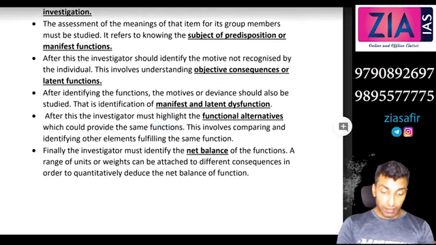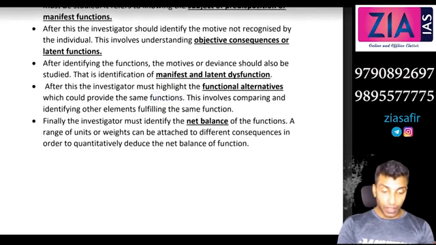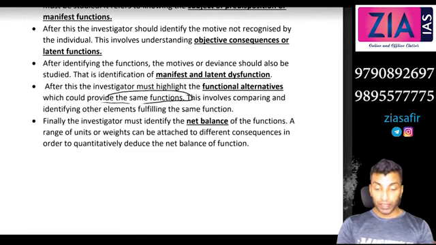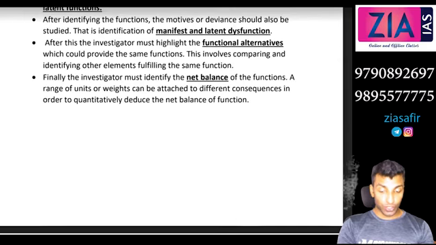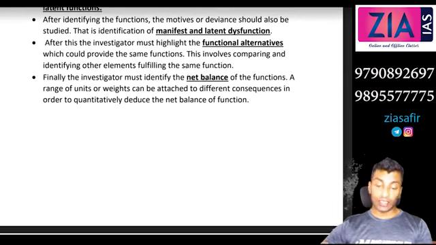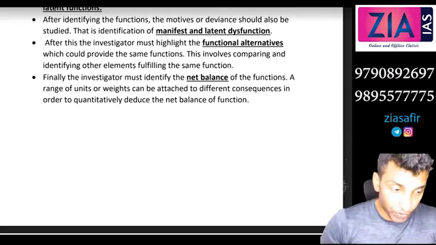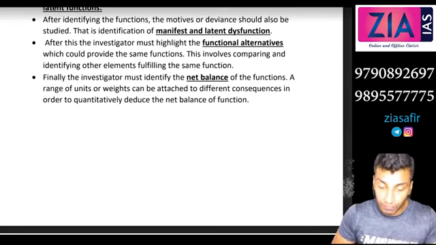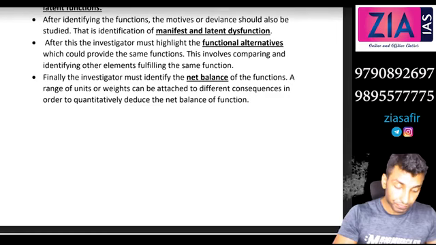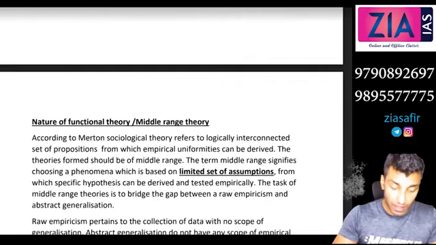After this, the investigator must highlight the functional alternative which could provide the same function. This involves comparing, identifying other elements fulfilling the same function. Finally, the investigator must identify the net balance of the functions, a range of units to be attached. Okay, and you can quantitatively deduce the net balance of the function, and then tell whether the given theories or the social institution is altogether functional or not. That's about the functional paradigm.